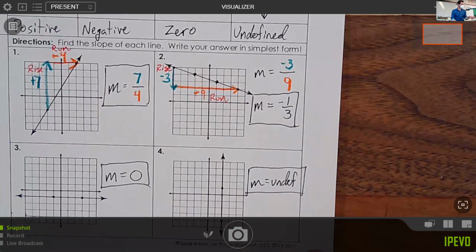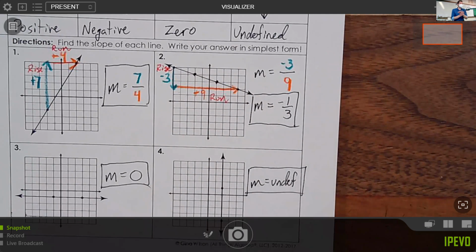Undefined slope when you have a vertical line. All right, we'll do the next 4 together as a class. And then I would like you after that to work on the final 8 that are on there. And then we'll wrap things up after that.